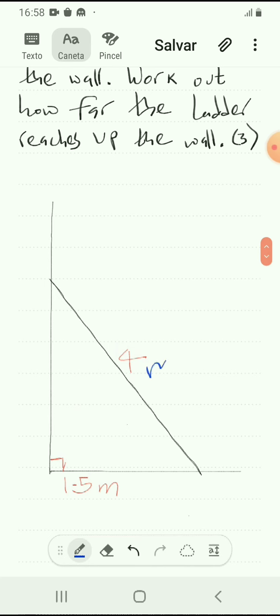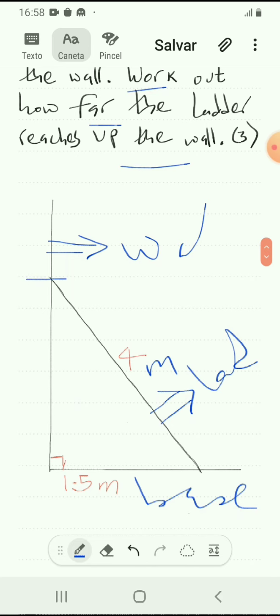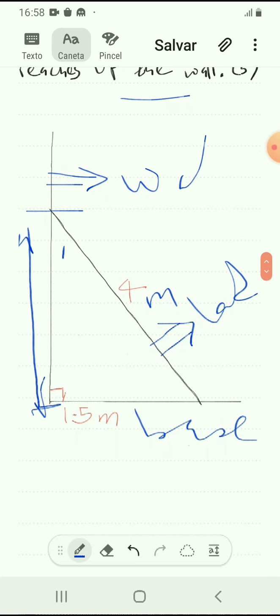so this is our 4-meter ladder. This is our ladder, this is our wall, and this is the base, right? So it says work out how far the ladder reaches up the wall. So we're interested in this distance from here to the base. You see? So here we can see we have what? It's a right angle triangle, right? This is a right angle triangle.